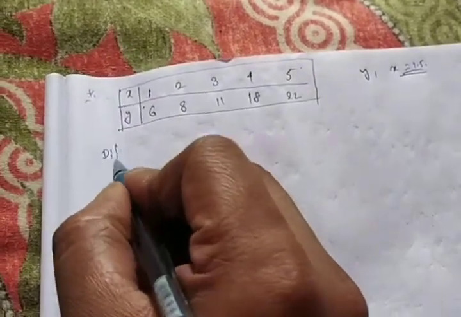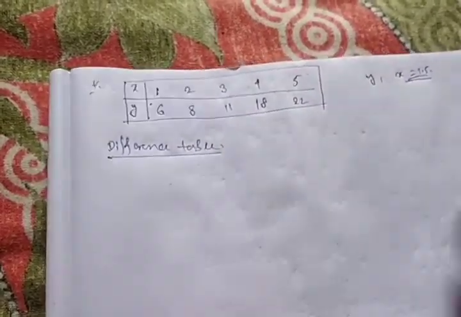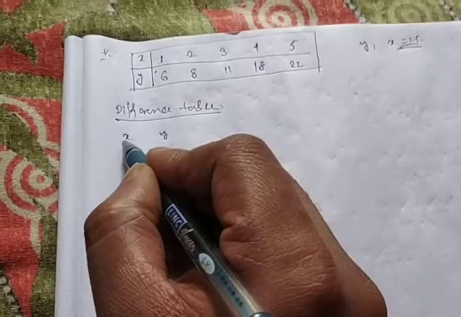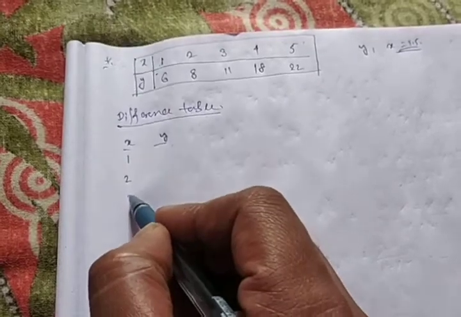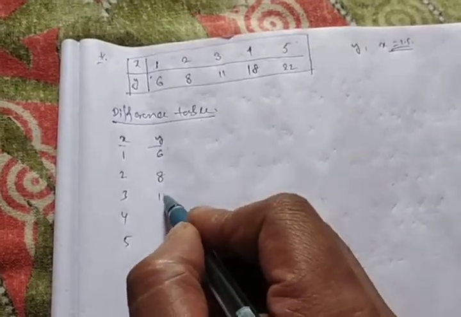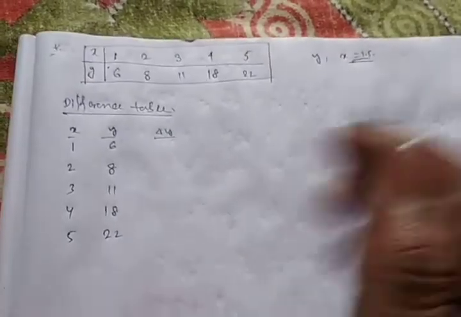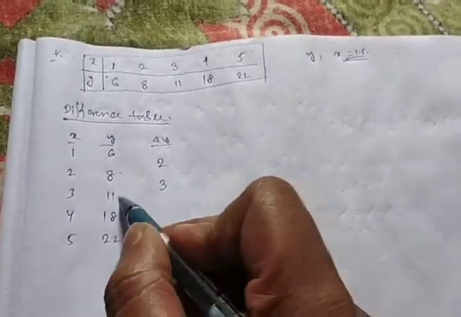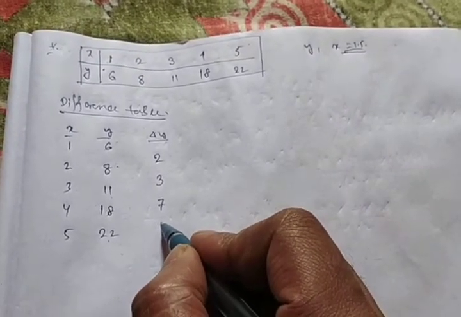Okay, difference table. So to construct the difference table, we first take these values in column form. 1, 2, 3, 4, 5. This is given: 6, 8, 11, 18, 22. Now the first differences are 8 minus 6, which is 2; 11 minus 8, which is 3; 18 minus 11, which is 7; 22 minus 18, which is 4. Okay.